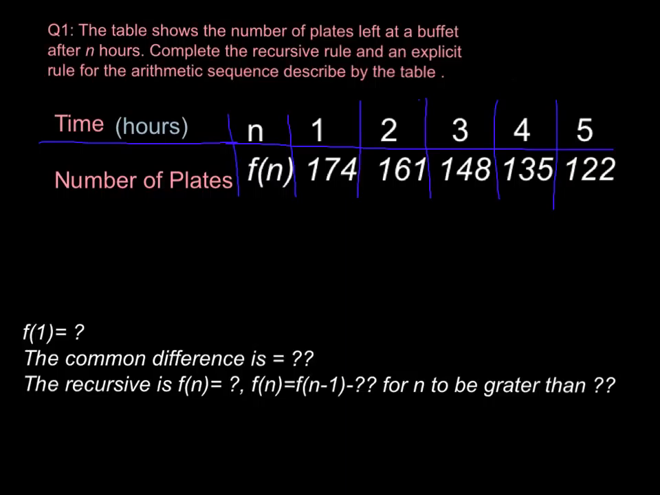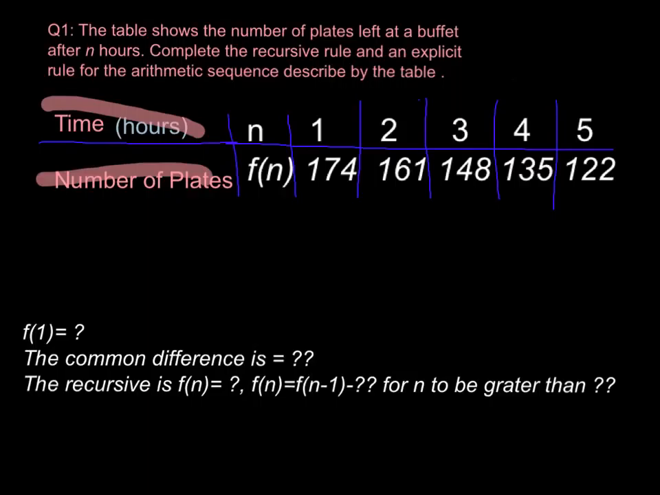So the first question that it shows us is: the table shows the number of plates left behind at a buffet after n hours. Complete the recursive rule and explicit rule for the arithmetic sequence described by the table. So the table shows us the time and the number of plates. And it shows us how in the first hour there were 174 plates left behind. The second hour, 161. The third hour, 148. The fourth hour, 135. And the fifth hour, 122.